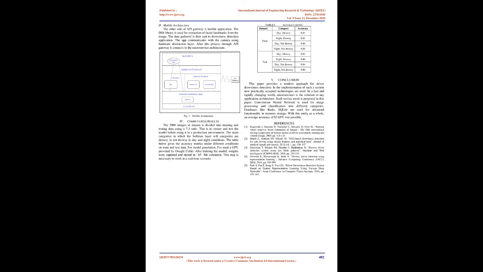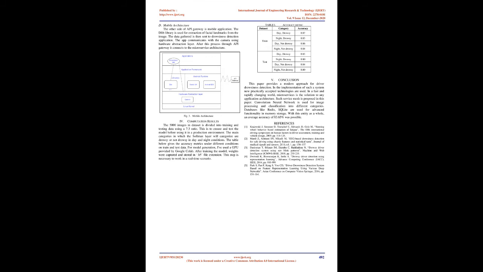D. Mobile architecture. The other side of the API gateway is the mobile application. The Dlib library is used for extraction of facial landmarks from the image. The data gathered is then sent to the drowsiness detection application. The app communicates with the camera using a hardware abstraction layer. After this process, through the API gateway, it connects to the microservice architecture.